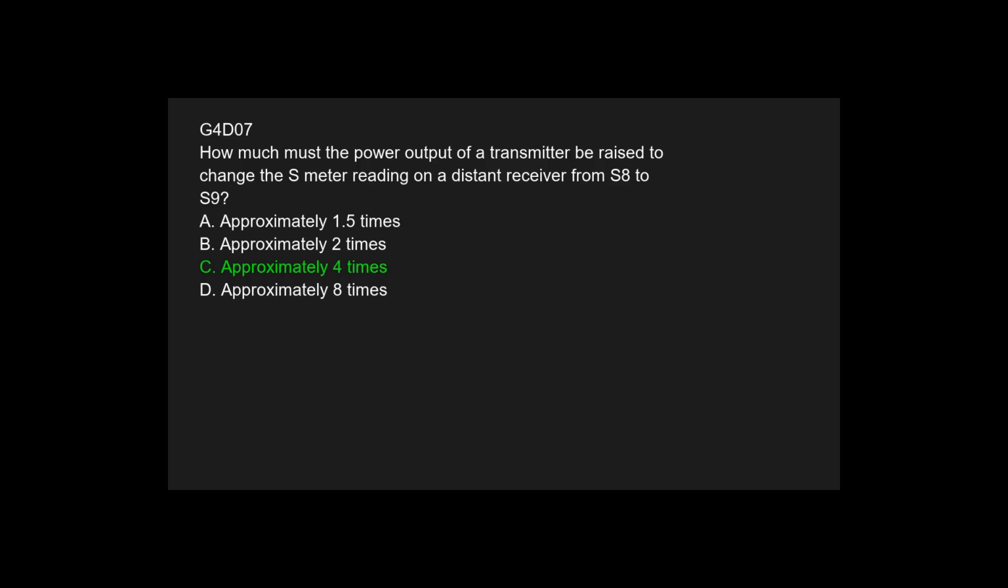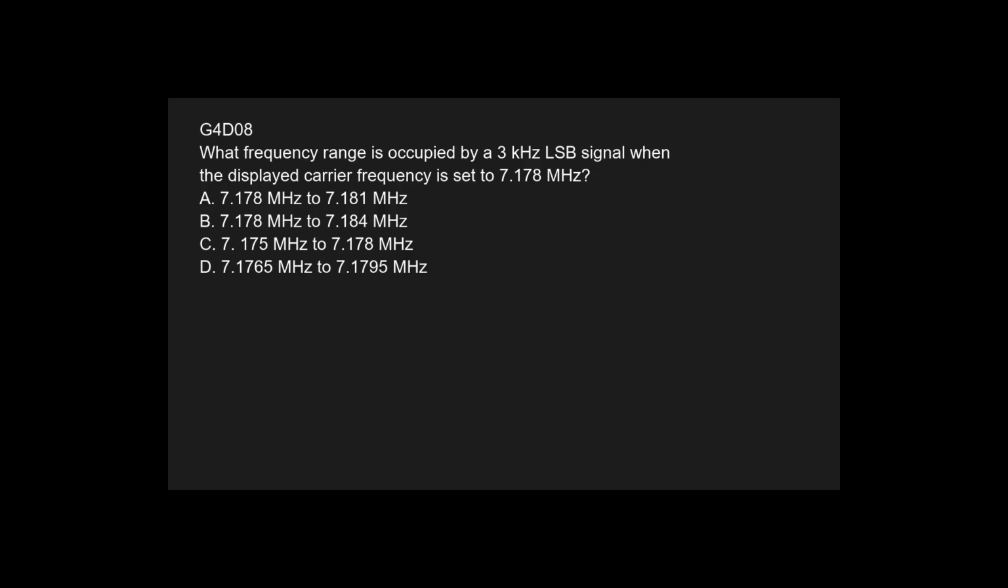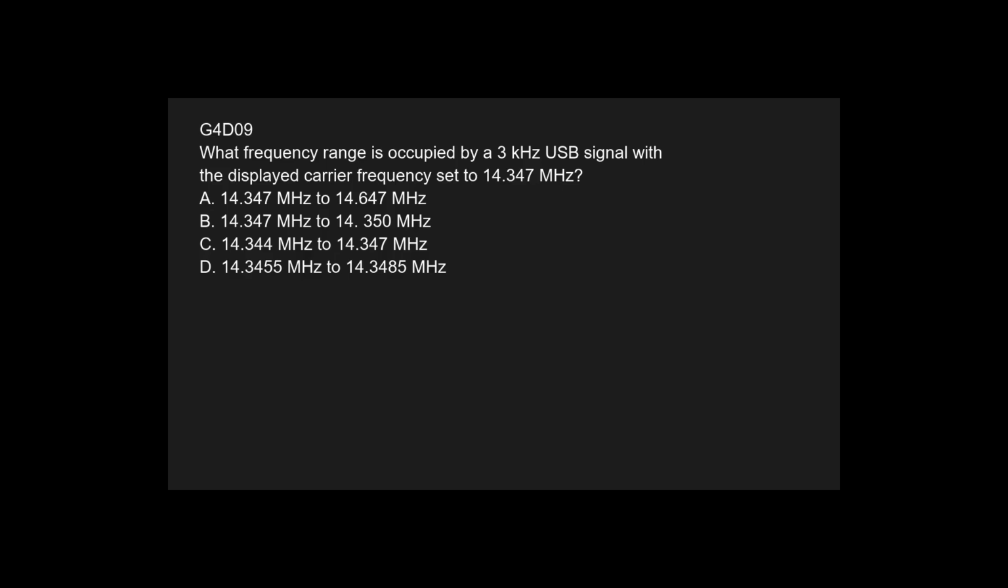The correct answer is C. Approximately 4 times. Question: what frequency range is occupied by a 3 kHz LSB signal when the displayed carrier frequency is set to 7.178 MHz? The correct answer is C. 7.175 MHz to 7.178 MHz. Question: what frequency range is occupied by a 3 kHz USB signal with the displayed carrier frequency set to 14.347 MHz? The correct answer is B. 14.347 MHz to 14.350 MHz.